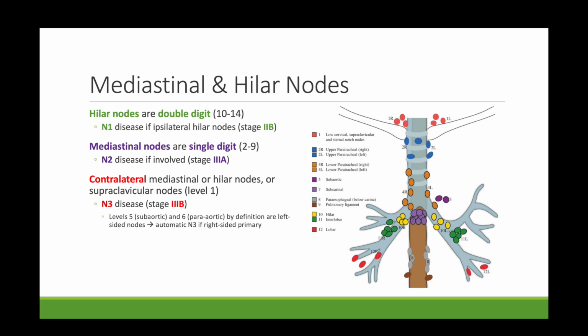So if you have ipsilateral hilar nodal involvement, that makes you N1, and that automatically makes you stage 2B disease. So having just the hilar nodes is still stage 2. It's not stage 3 at this point.